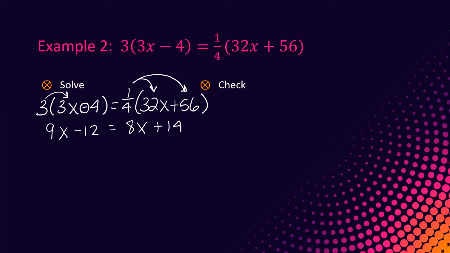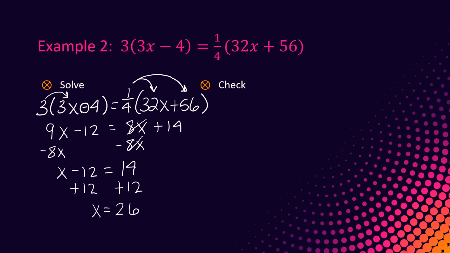And now we can go ahead and start to separate our variable terms and our constant terms. So I'm going to subtract an 8x from both sides. Again, there are many ways that you can go about solving these. So if you don't do the same first step that I do, it's no problem. 9x minus 8x just leaves us with 1x, or just x. Everything else will stay the same because these guys are going to cancel over here, leaving us with that 14. And then we can add 12 to both sides to finish off, and we will get x equals 26.